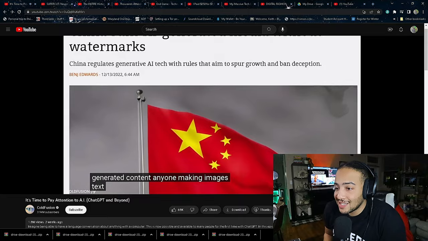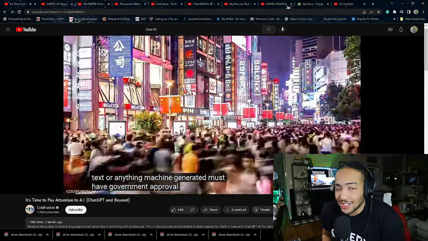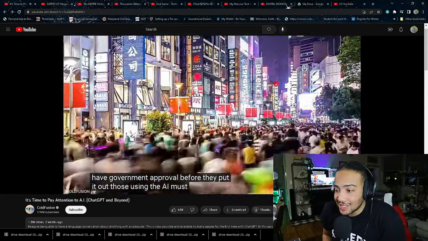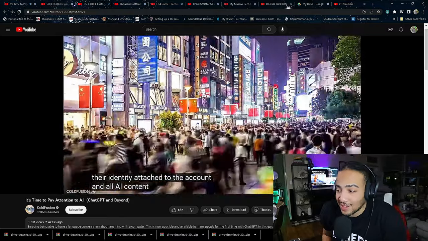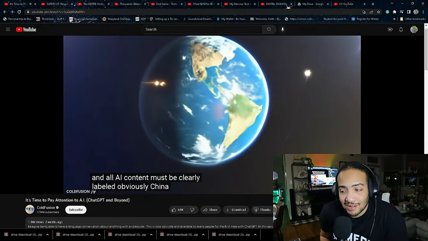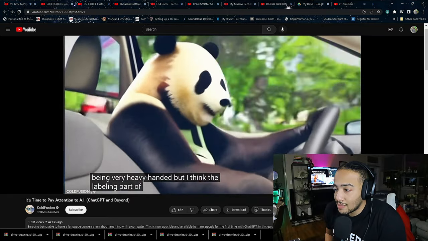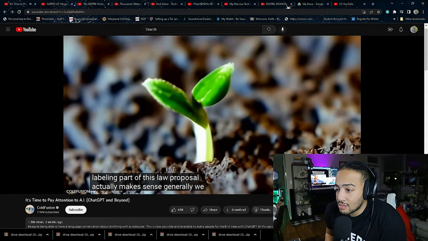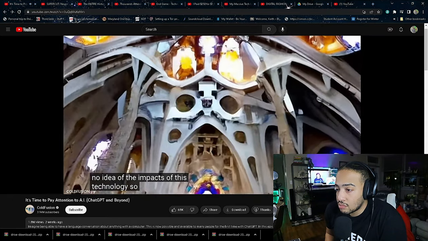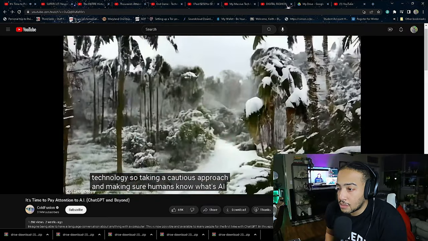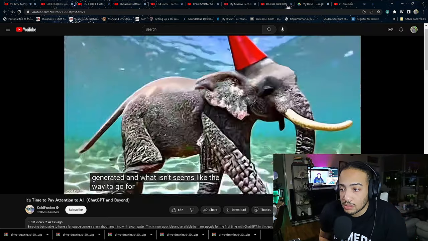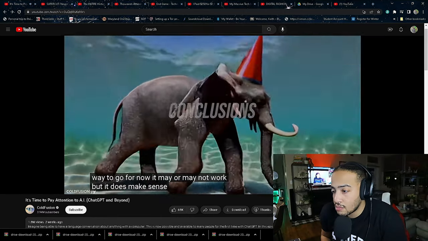Anyone making images, text, or anything machine-generated must have government approval before they put it out. Those using the AI must have their identity attached to the account, and all AI content must be clearly labeled. Obviously, China is known for being very heavy-handed, but I think the labeling part of this law proposal actually makes sense. Generally, we have no idea of the impacts of this technology, so taking a cautious approach and making sure humans know what's AI-generated and what isn't seems like the way to go for now. It may or may not work, but it does make sense.